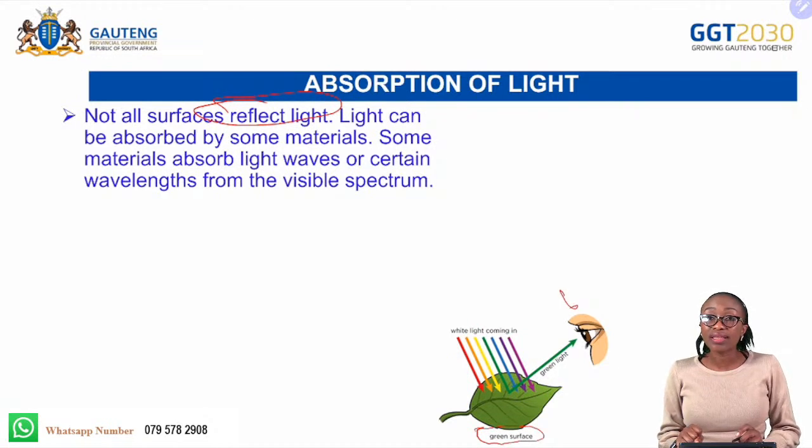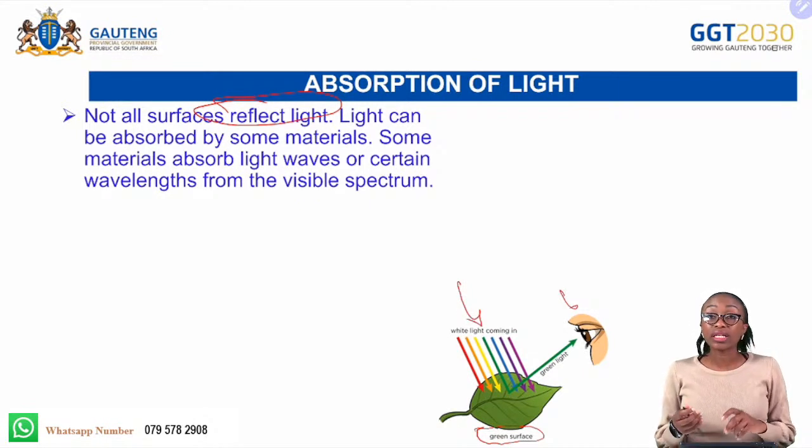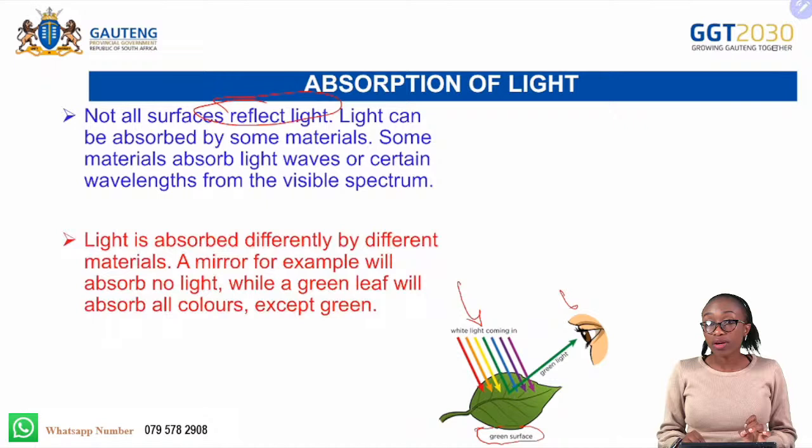It doesn't mean that all of the other colors are not involved in some way, because we have white light coming in there and green light being the one that we see, meaning that the other 6 colors are being absorbed by the surface, whereas green is not being absorbed, it is being reflected. That is how we are able to see the color green. So light is absorbed differently by different materials. Remember, not all materials are the same.